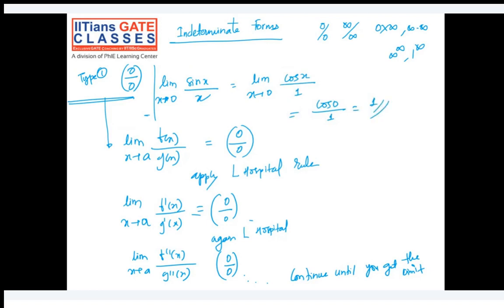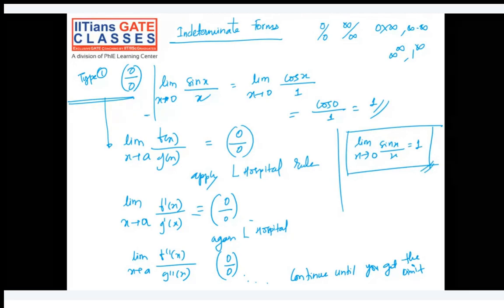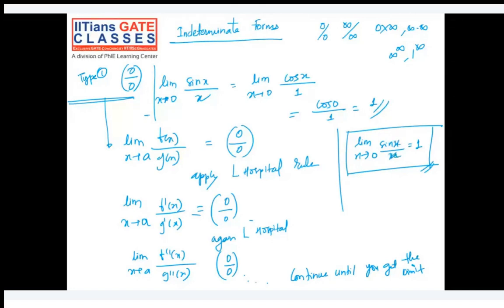Okay. So you might have studied this property many times, but this is how it is proved. Keep this in mind. This property is very important. It will help you to solve complex problems. You don't have to repeat the solution of this property. You can directly put limit x tends to 0 sin x by x is 1. That's all. Clear? Is it clear to you, the procedure for the first indeterminate form 0 by 0?